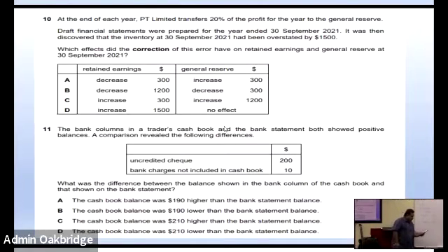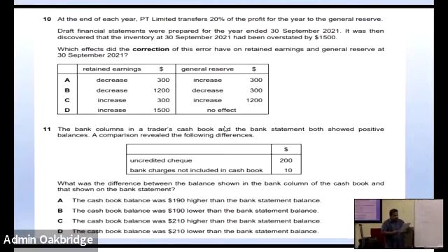Now they found out that uncredited check was 200. Bank charges not included in the cash book was $10. Now, what was the difference between the balance shown in the bank column of the cash book and that shown on the bank statement? See, this question for me also a bit susah, no? A bit difficult.